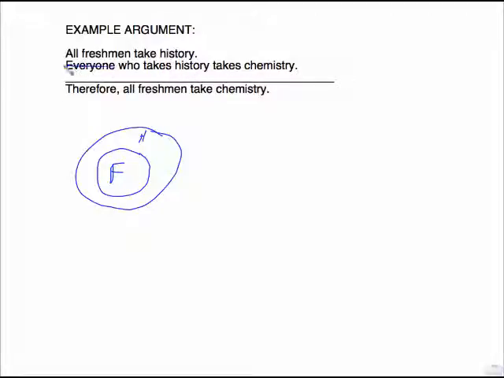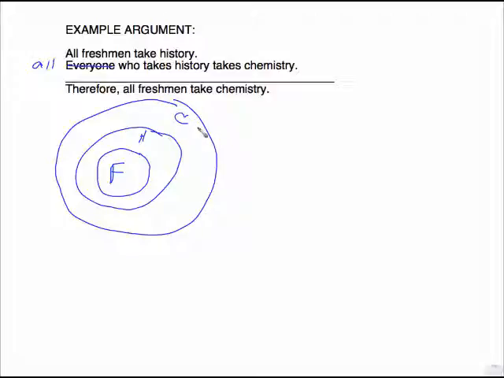So let's look at some examples of arguments. All freshmen take history. The freshmen are going to be the inside set. Those students taking history are the outside set. That's my first premise. Second premise says everyone who takes history takes chemistry. Remember, everyone is the same thing as saying all. So that means the history guys are within the chemistry set. So that's the drawing for my premises.